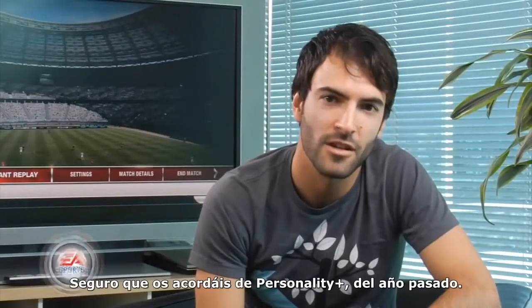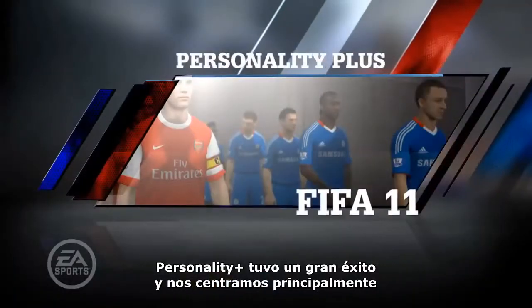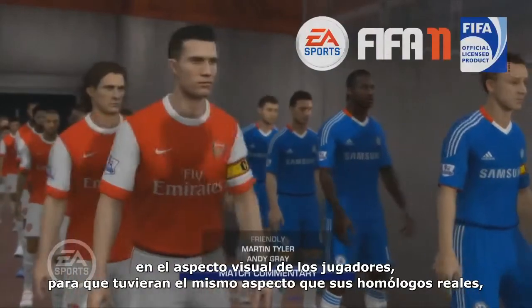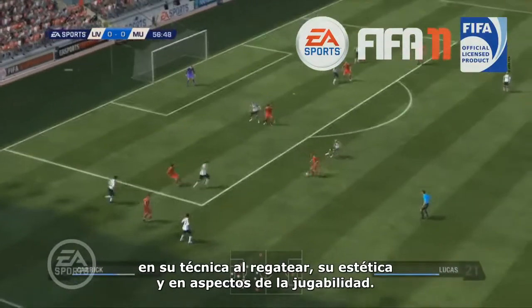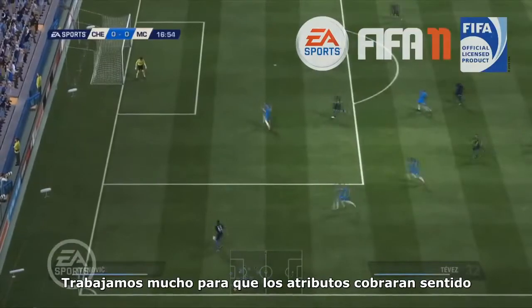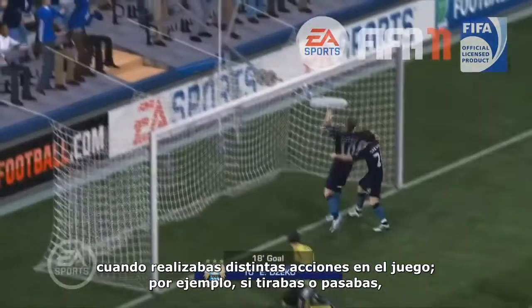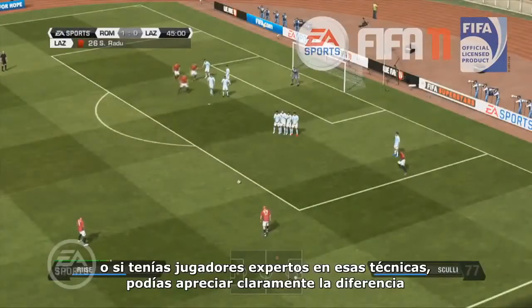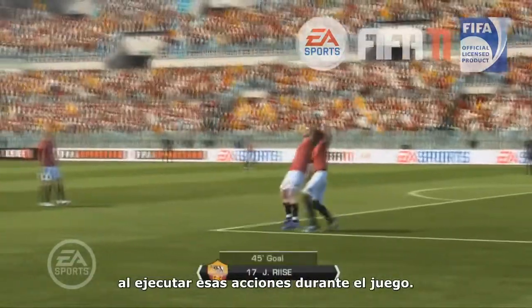So you might remember last year we had Personality Plus. And Personality Plus was a very successful feature last year, and we focused mainly on the visuals of players, making sure that they looked just like their real life counterparts, their dribble styles, their body styles, and also on the gameplay side of things, we focused on making sure that the attributes really meant something when you were executing all the different actions in our game. So if you were shooting or passing, if you have players that were excellent at these areas, you could really see the difference when you were doing all these things in the game.